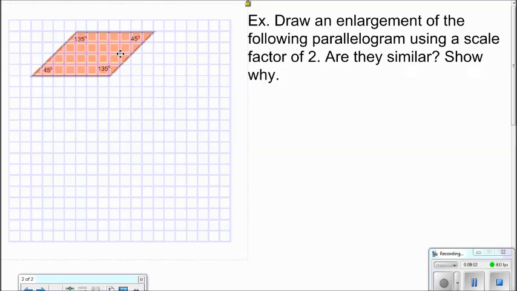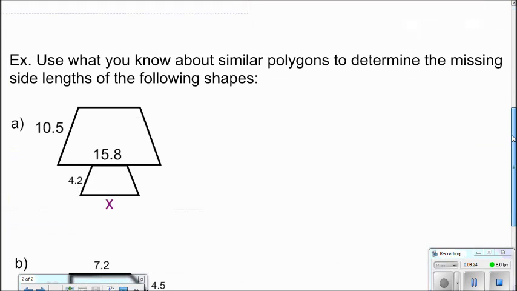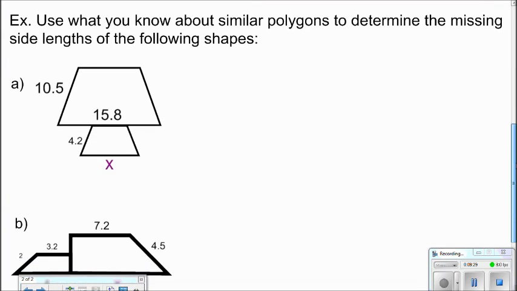Also, I would like you to try this question on your own: draw an enlargement of the following parallelogram using a scale factor of 2. And I want you to tell me if your enlargement is similar or not. The larger angle is 135 degrees, and the smaller angles are 45 degrees. So you need to draw another polygon on some graph paper on your own, and we're going to check and see if they are actually similar or not. So the last question, you're going to check the side lengths, and this one you're going to make another parallelogram for me. We are going to do these two together.